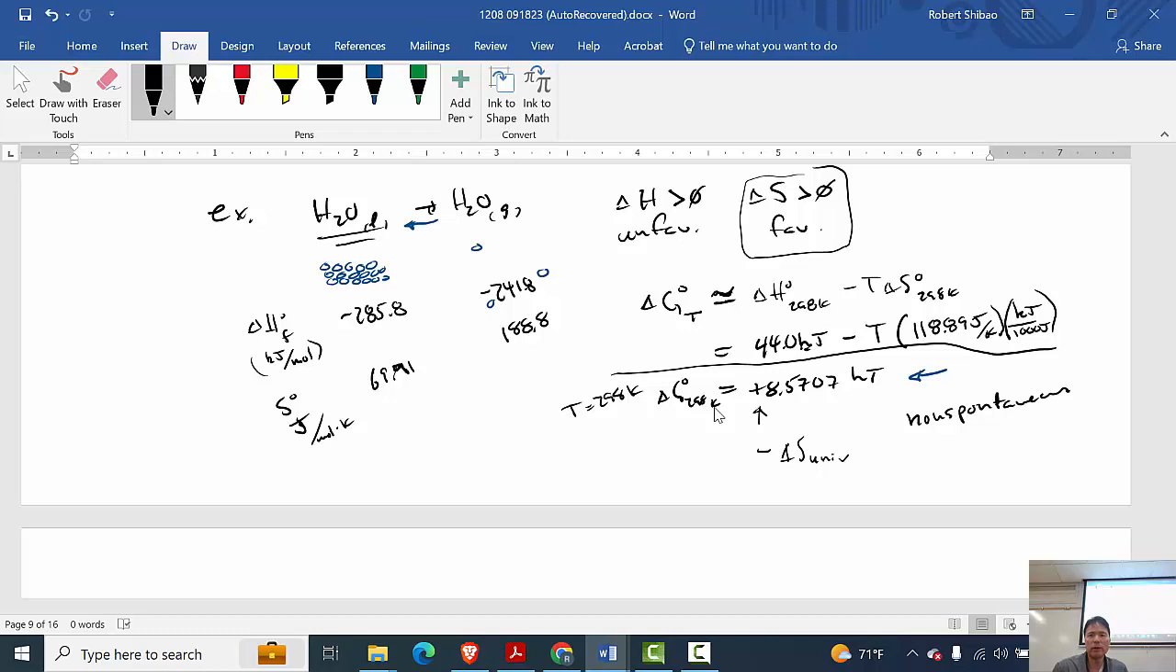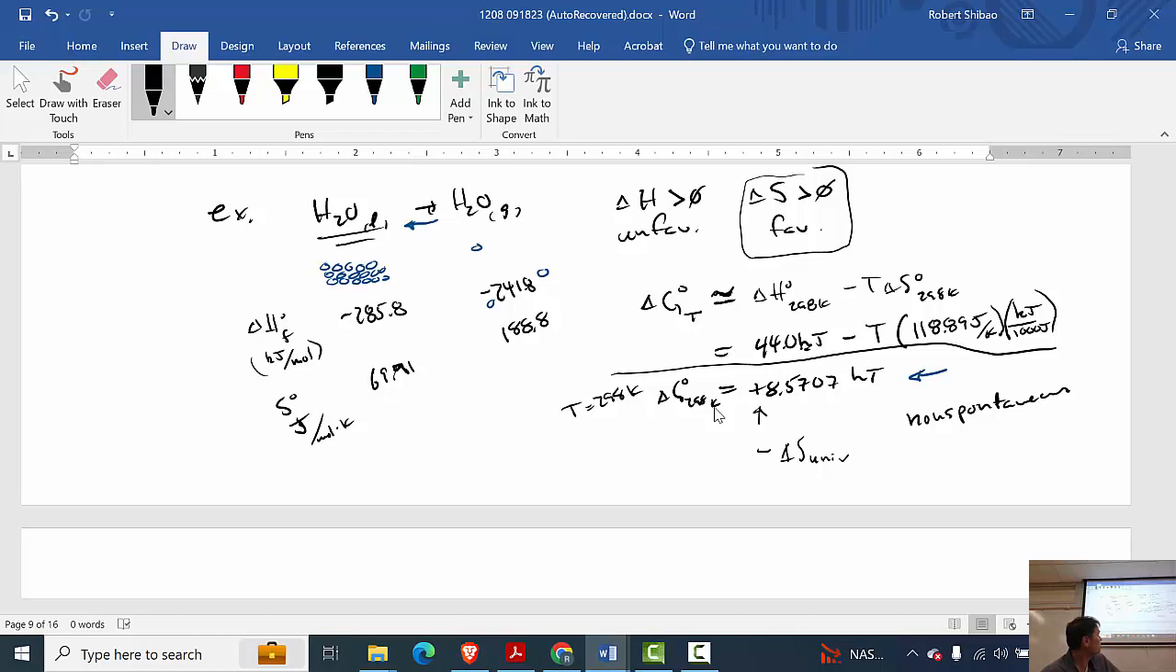Does water boil at room temperature? No, that's non-spontaneous. However, if we look at this scenario, the energy goes up, but so does the entropy. Energy going up is not favorable, but entropy going up is favorable. And so what we can do is we can bias the entropy term by increasing the temperature. We increase the temperature, that's going to make the entropy term larger. And eventually we should be able to cancel this out.